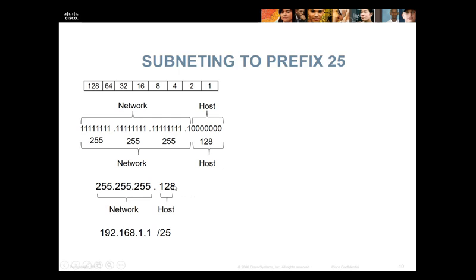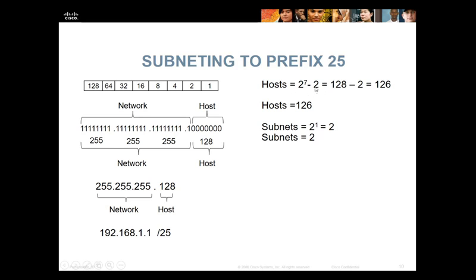So now we'll be looking at calculating the number of hosts per subnet and the number of available subnets on prefix 25. The formula for calculating the number of hosts remains the same: 2 raised to power n minus 2. In this situation, we have borrowed 1 bit from the 0 that used to be here. So what does that leave us with? 7 bits: 1, 2, 3, 4, 5, 6, 7. So we have 2 raised to power 7, which gives us 128, minus 2, which gives us 126. So the number of hosts we have on prefix 25 is 126.